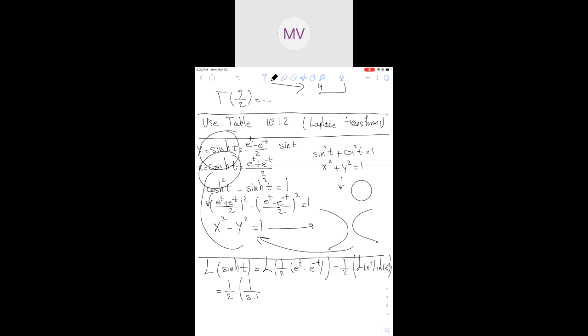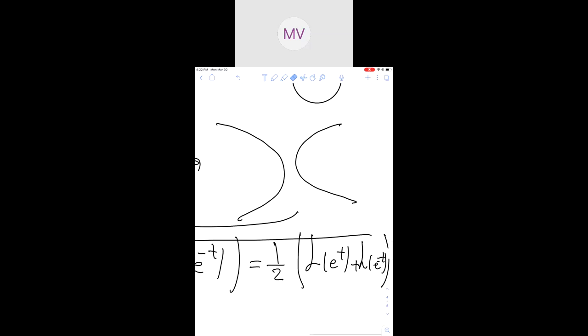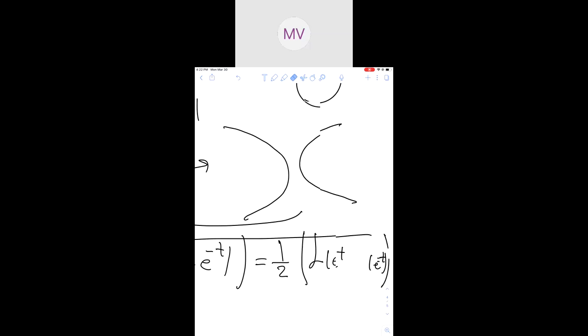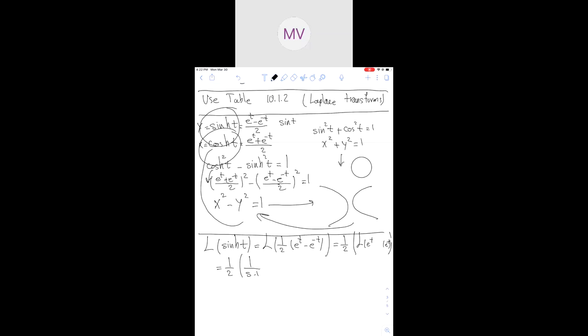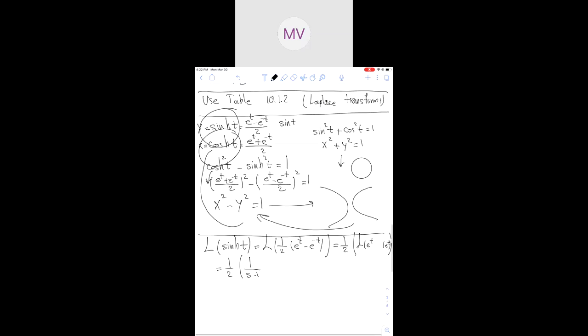Similarly, I made a mistake here. So this should be minus, guys. Let me zoom in so I can only erase that one. Damn it, I erased the whole thing. But I can still write. So it's Laplace of e to the t minus Laplace of e to the negative t. So it's minus, and similarly, that one is s plus 1.